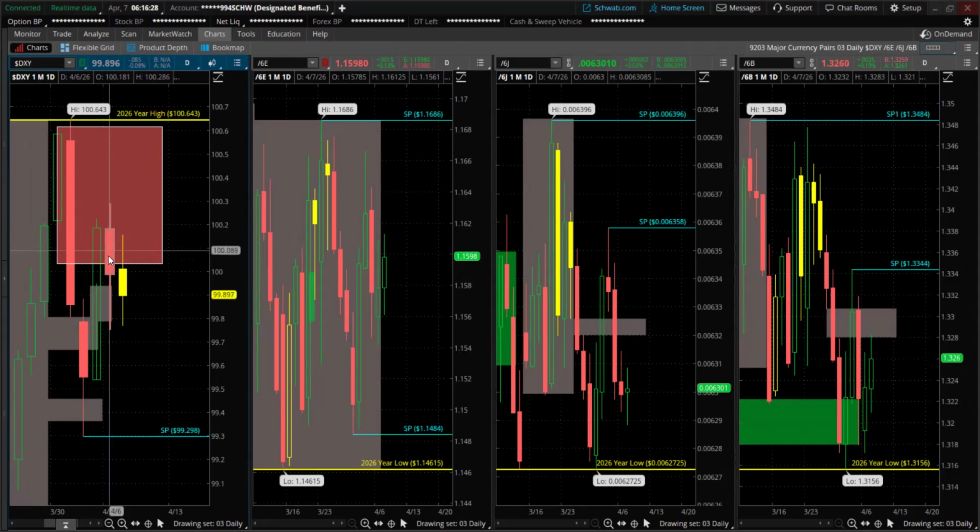We had that yesterday. That red candle, it's that big wick. We came in there, tested it.